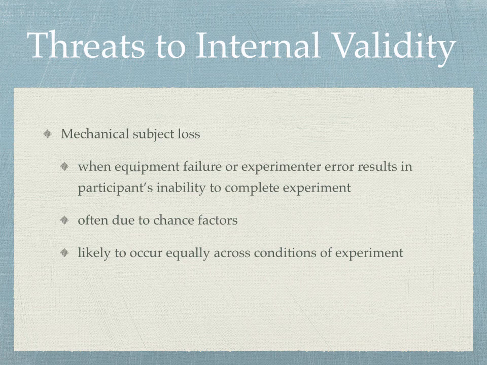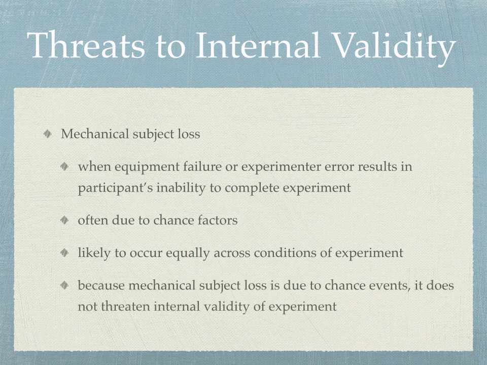So if you've done a good job of creating this randomization for assignment to your conditions, that will be beneficial. Because this loss is due to these chance events, it does not typically threaten the internal validity of the experiment, as long as it's not allowed to co-vary with your independent variable or your dependent variable. It's not a threat because it is due to chance, and it's typically equal across the two groups.